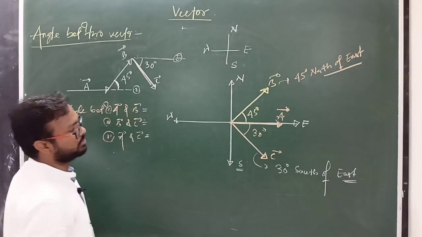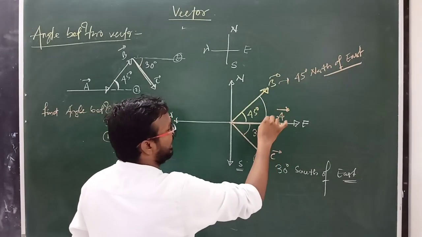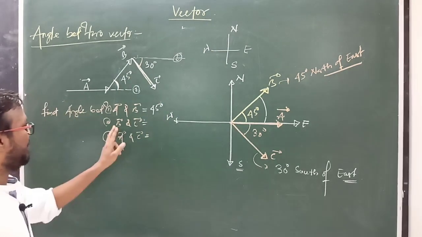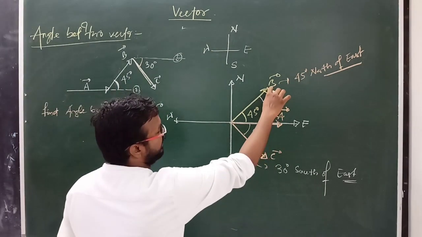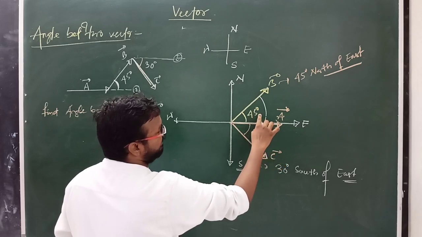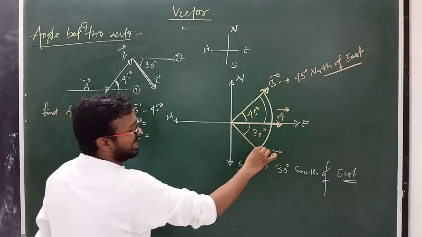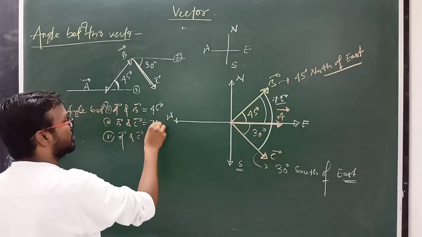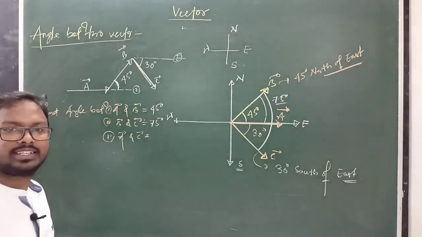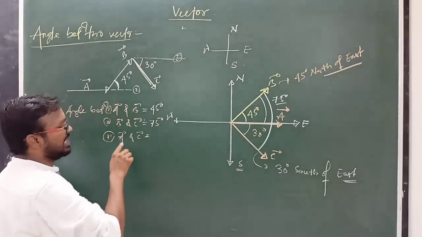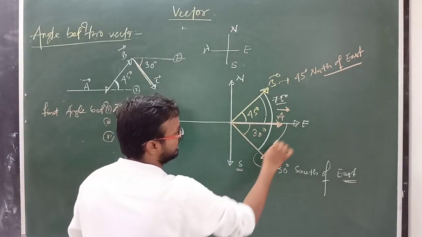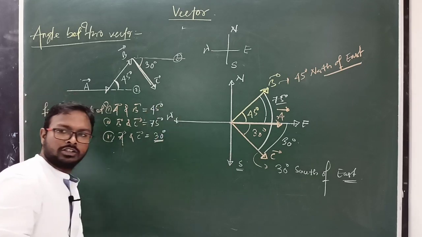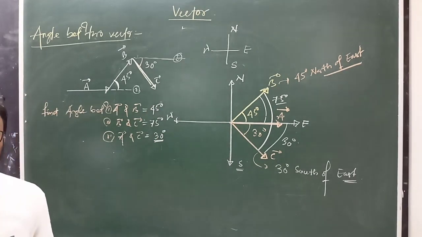A and B first, come to A and B. So this angle between A and B is 45 degree, it is very easy. Next B and C, this is 45 plus 30, and this total angle is equal to 75 degree. So this angle is about 75 degree. And next one, A and C, that is 30 degree. So this angle is 30 degree. Clear? So by using this concept you can calculate the angle.